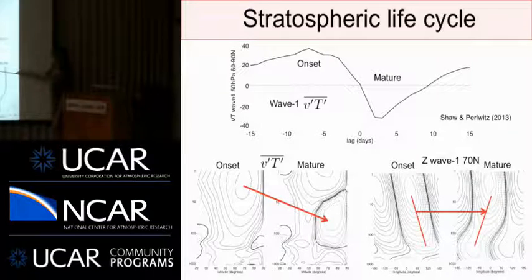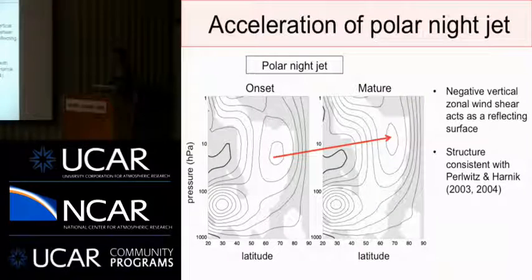On the right, I'm showing you the phase of the wave 1 geopotential at 70 north. And you can see a characteristic westward phase tilt that you saw in the composites. And here into the mature phase, we see a weakening of this westward tilt and a slight eastward tilt, which is again consistent with the interpretation from linear theory.